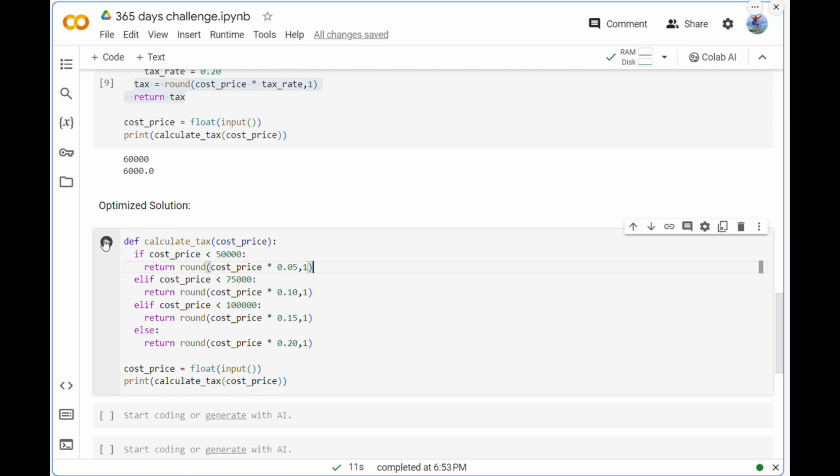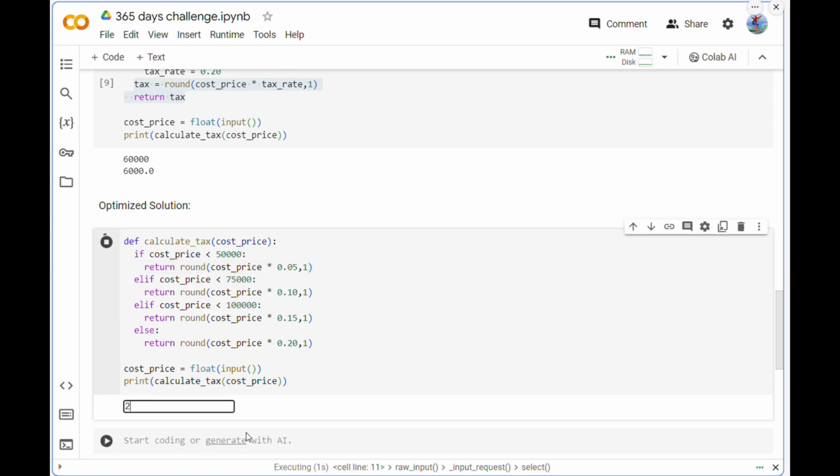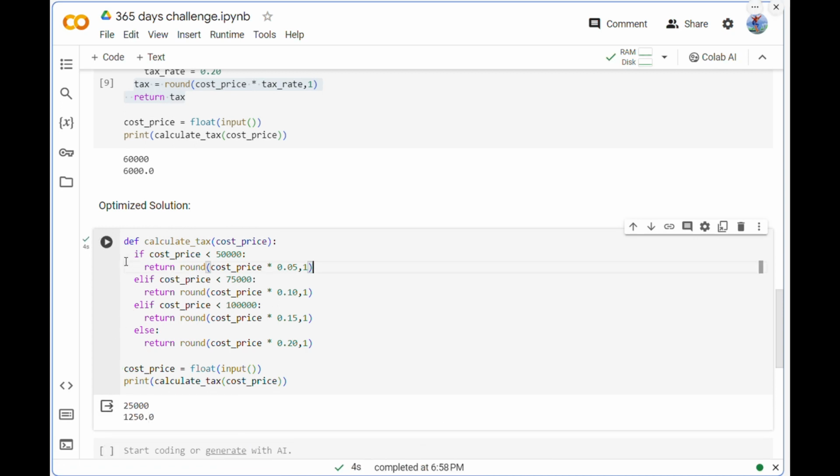So let's run this and see what we get. Our first value was 25,000. Let's see, we get 1250.0. The second value is 60,000, and it returns 6,000.0. So we have successfully solved this problem, and now you know how to calculate the road tax for a vehicle.